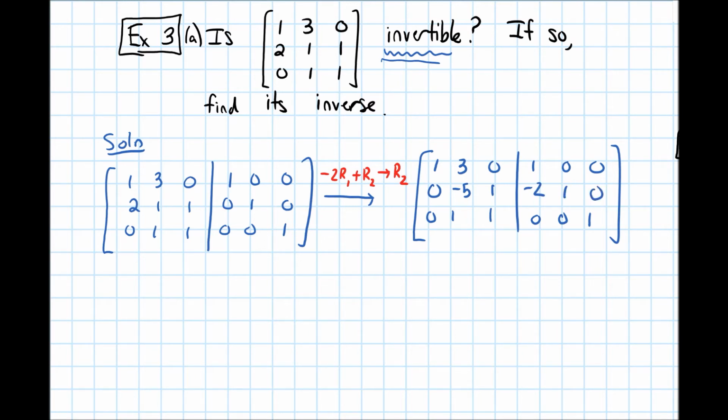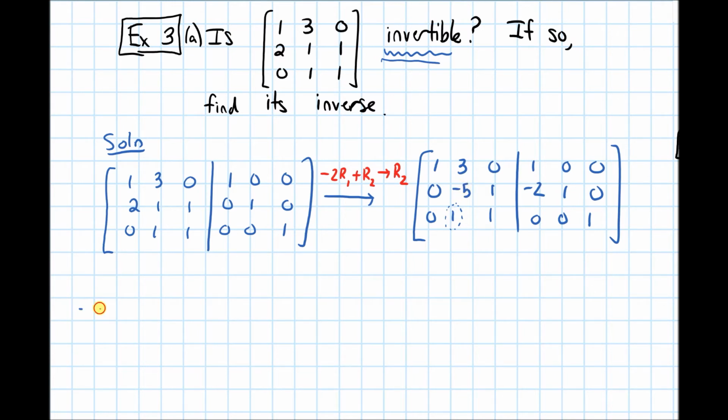So next I'd like to have a 0 where this 1 is in the third row. My computation is going to be easier if I switch the second row and the third row, and I put the 1 where the -5 is.